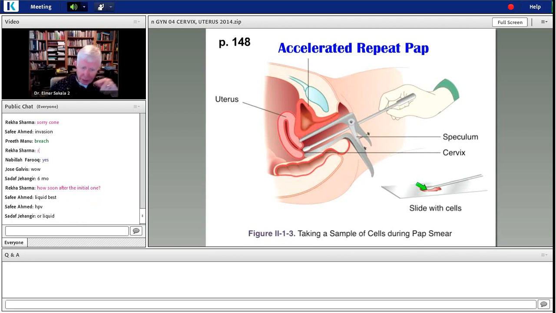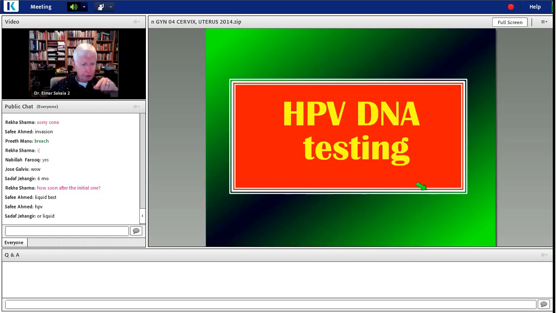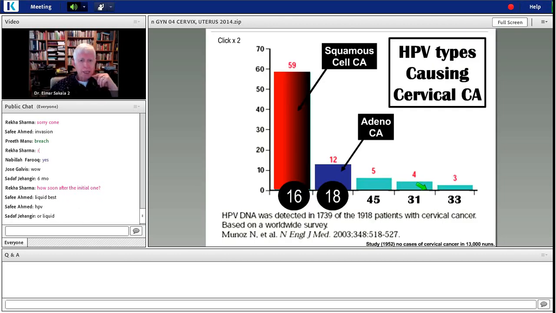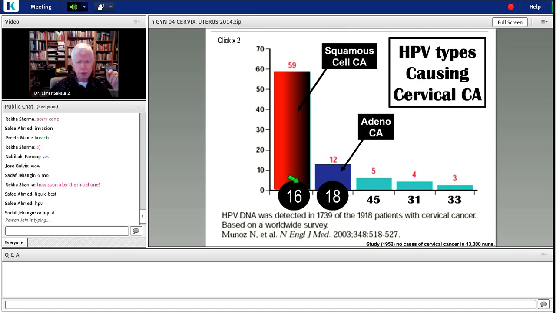Now, there are advantages to the liquid one, because you can do the HPV DNA typing as a reflex. Okay, the HPV DNA typing, we already talked about this. I showed you this picture. It's important to know, is it HPV DNA type 6? Is it HPV DNA type 11? Is it 16? Is it 18? Is it 30, 31, or whatever?